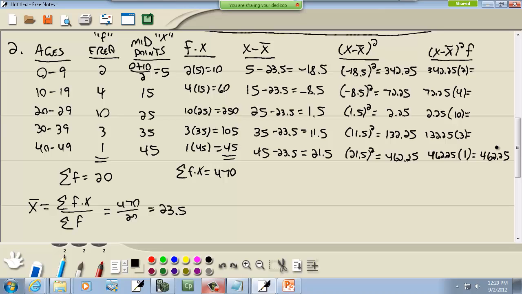342.25 times 2 is 684.5. 72.25 times 4 is 289. 2.25 times 10 gives us 22.5. And 132.25 times 3 gives us 396.75.